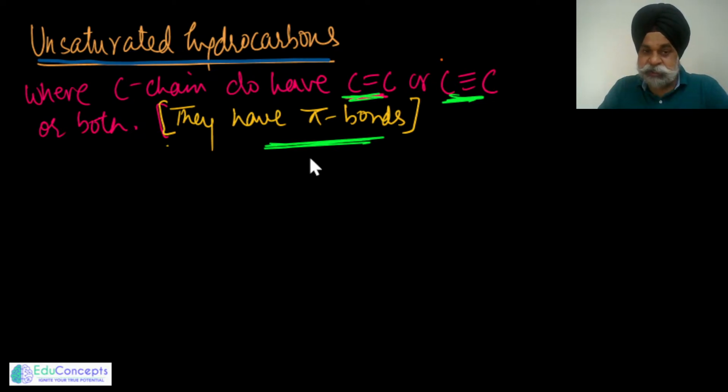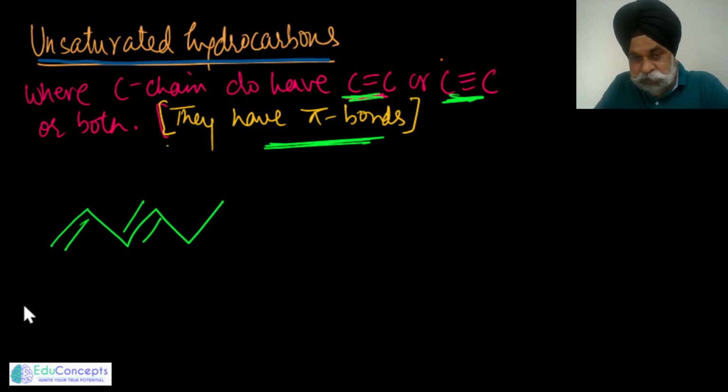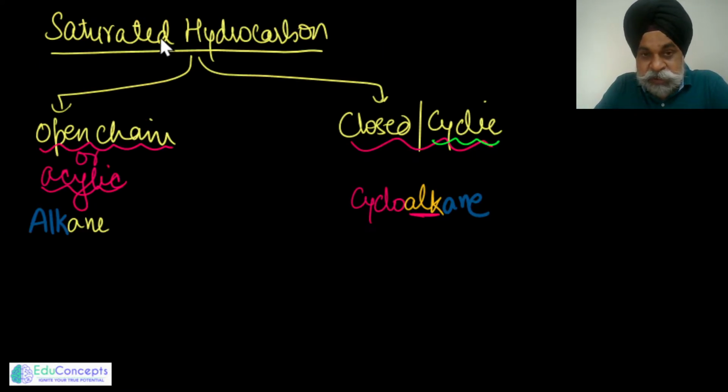But if you get some double or triple bond in the compound, like if I show that this is some compound where you find double or triple bonds, some pi bonds are there, we say it is an unsaturated hydrocarbon. Now when you talk about saturated hydrocarbon, this can be further of two types. A saturated hydrocarbon can be open chain, which we call acyclic hydrocarbon, or a closed or cyclic one. The open chain saturated hydrocarbon is referred to as alkane.